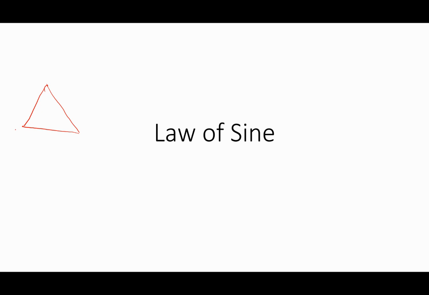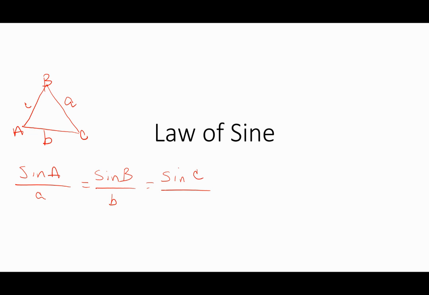And we label our vertexes A, B, and C, and our side lengths little a, little b, and little c. We can put in here that the sine of our angle measure is over our corresponding opposite side length, because sine is opposite over hypotenuse.